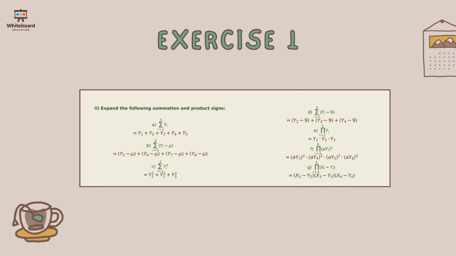Moving on to question 1.4 part 2. Here we have to expand the summation and products. Part A is the summation y, having an upper limit 5 and a lower limit 1, so it will become y1 plus y2 plus y3 plus y4 plus y5.